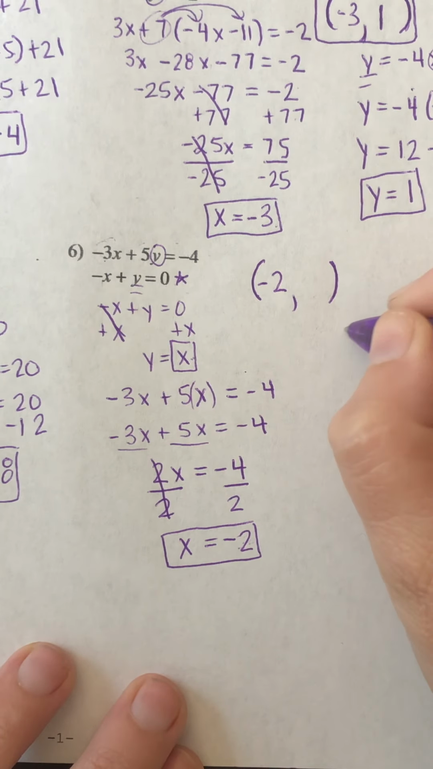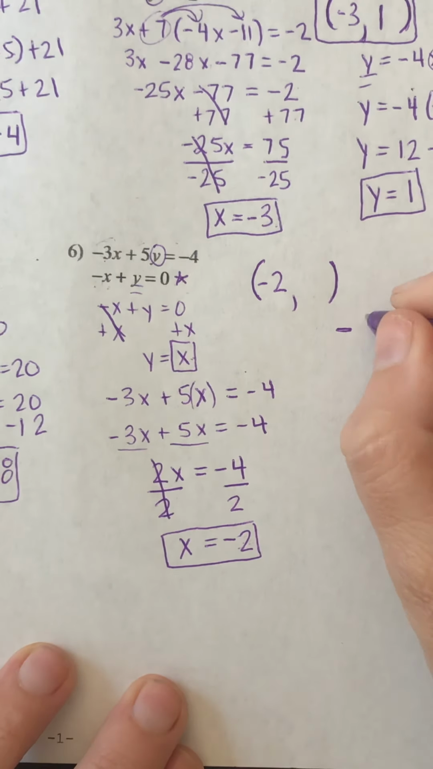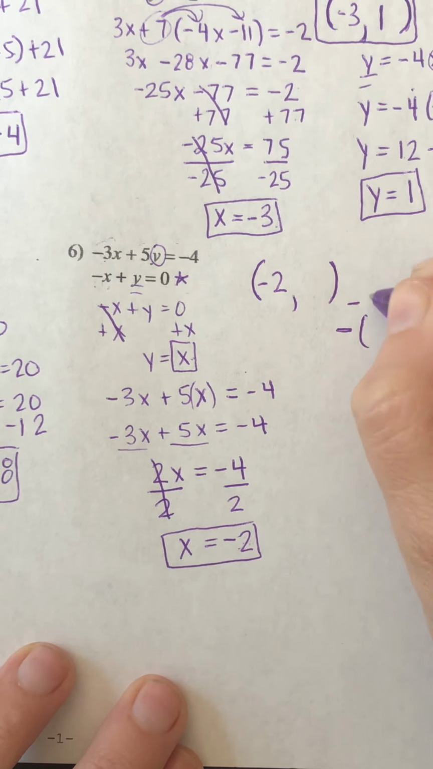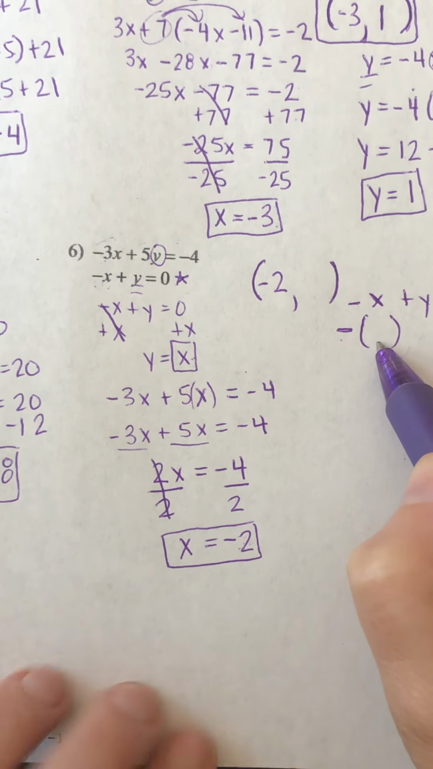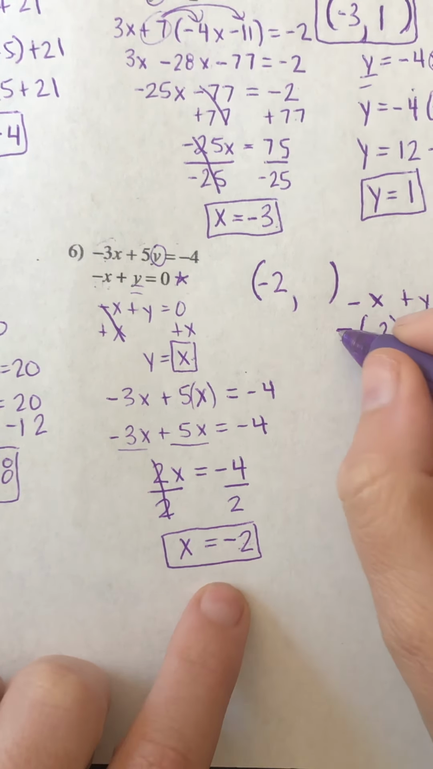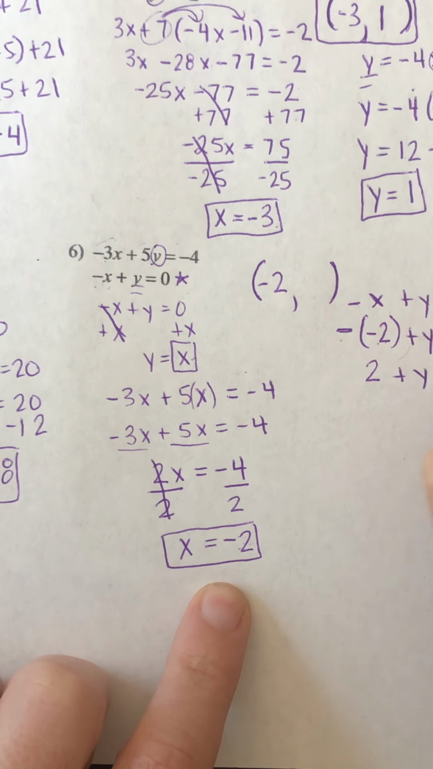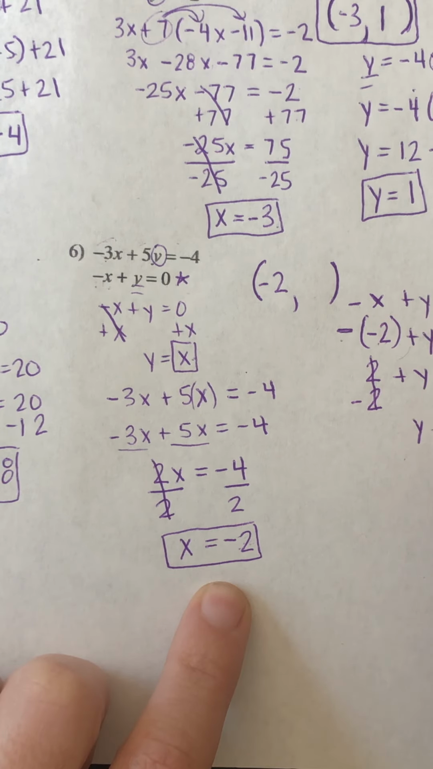Now this is important. When you put negative x, you have to keep that negative, and where you see x, that's where your parentheses go. So we're subbing it in for negative x plus y equals 0. Negative, and our x value is negative 2 plus y equals 0. Negative times negative, that's going to give us that positive value, plus y equals 0. To solve, we'll subtract 2 and subtract 2, and we know that 0 minus 2 gives us negative 2.